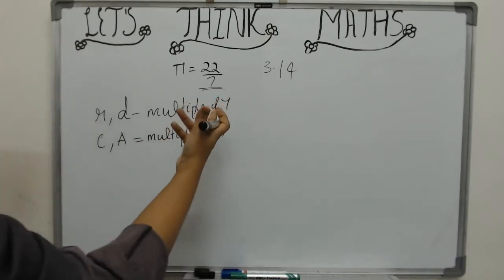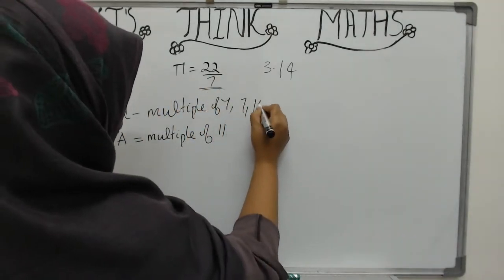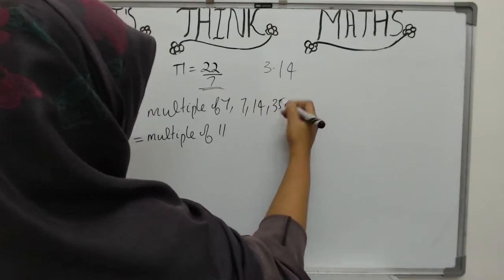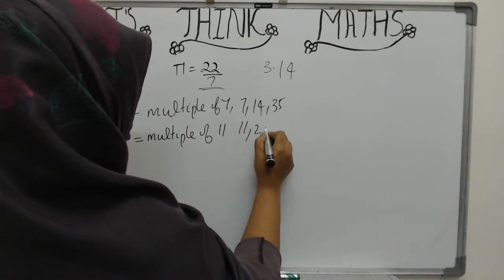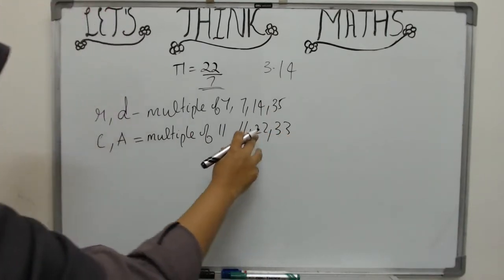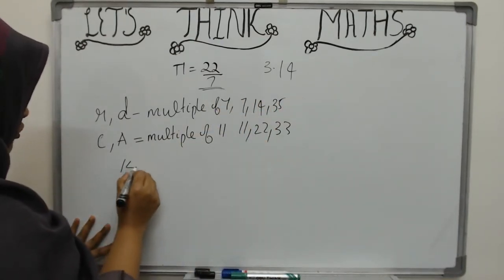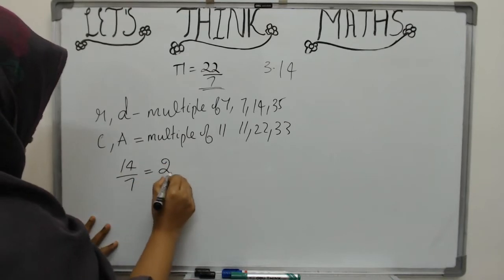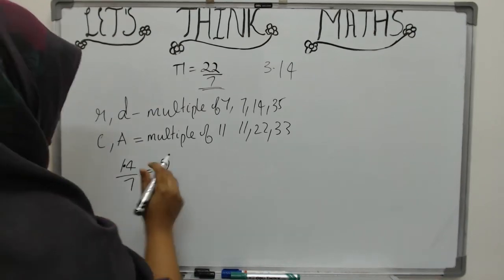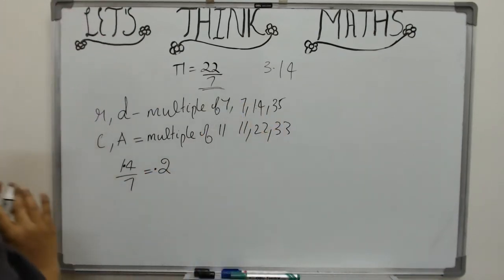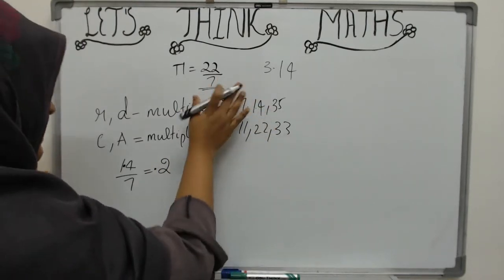Now what is a multiple of 7? All the numbers that come in the 7 table, like 7, 14, 35, 49 and so on. And the multiples of 11 similarly, 11, 22, 33. Now it is not just 22, 2.2 is also a multiple of 11. For example, 14 divided by 7 will be 2, but 1.4 divided by 7 will be 0.2. So consider those also, any multiple of 7. So in these two cases, it will be easier for you to calculate.